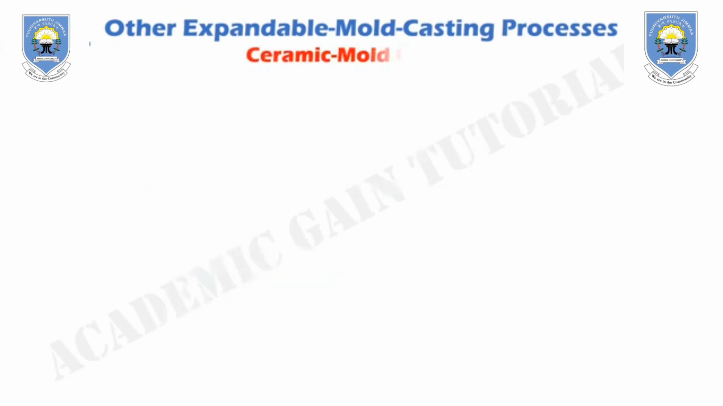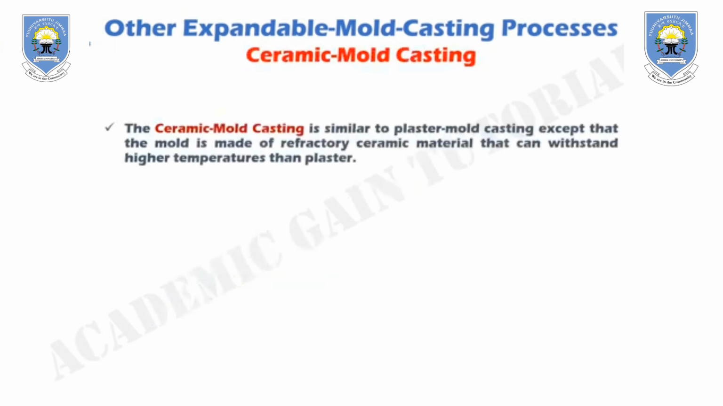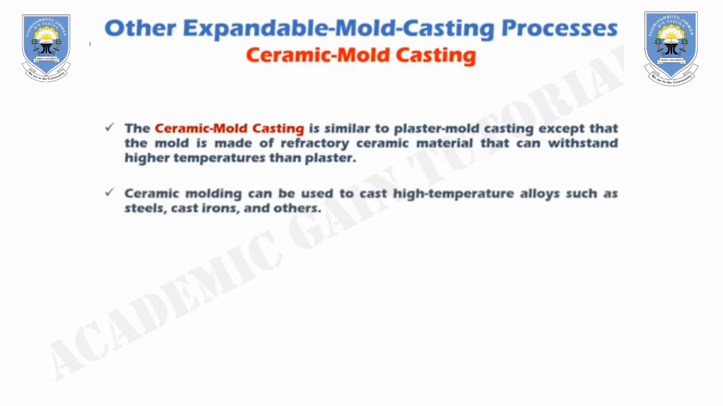Ceramic mold casting. The ceramic mold casting is similar to plaster mold casting, except that the mold is made of refractory ceramic material that can withstand higher temperatures than plaster. Ceramic molding can be used to cast high-temperature alloys such as steels, cast irons, and others.